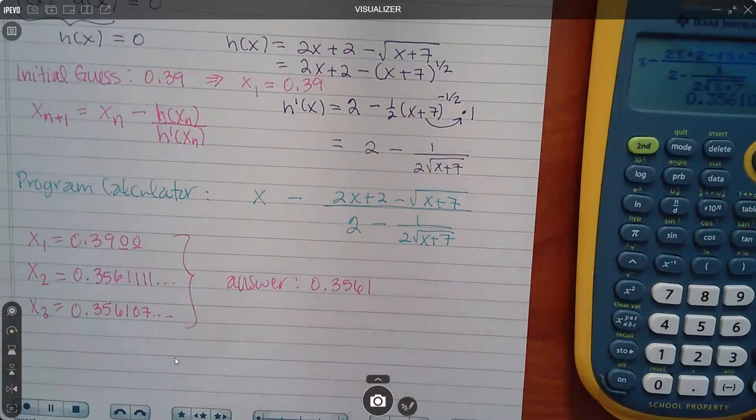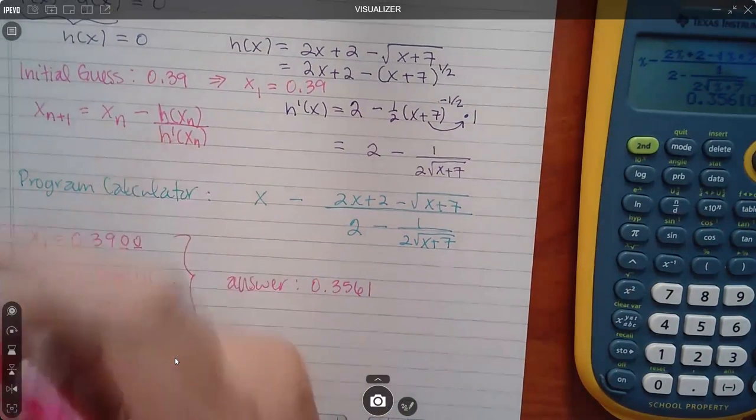If you had tried 0.5, you probably would have had to do like 4 or 5 iterations before you got them to match the first four digits, okay? But it wouldn't have been wrong. It would have been totally okay. So that's pretty much it with Newton's method.